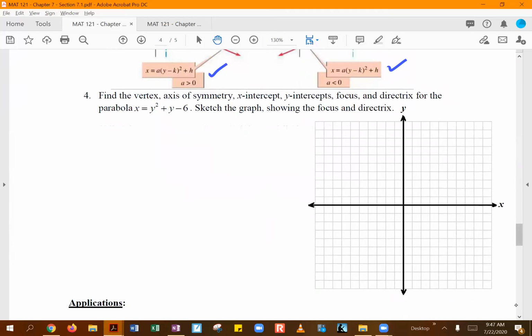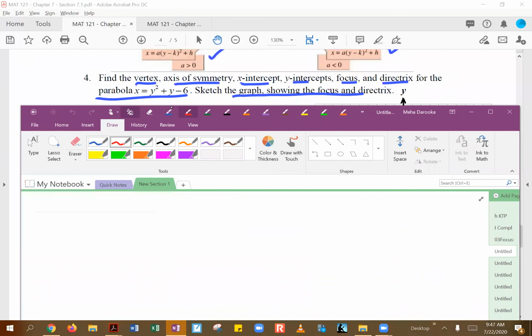So just very quickly, we're keeping it to graphing. They are giving us the equation of the parabola, and they're asking us to find the vertex, axis of symmetry, again, x and y intercepts, and the focus and the directrix, and asking us to graph using those values also. So let's see, we are given the equation of our parabola, which is x equals y squared plus y minus 6. So you can see that the coefficient on the y squared is a positive 1. So that's actually going to be our a value.